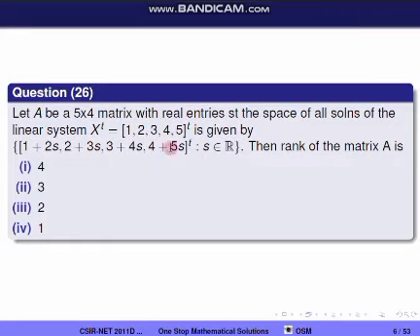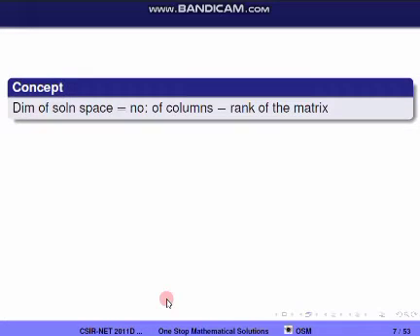So we have been given a matrix here and the solution space is given by this set. Then we have to find the rank of the matrix. So first of all, we will look into the concepts used. The dimension of the solution space is equal to the number of columns of the matrix minus the rank of the matrix. So now we will move on to the question.